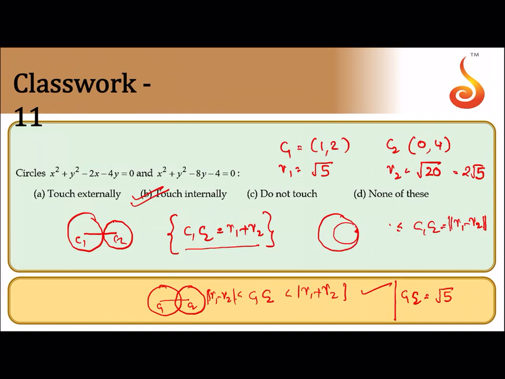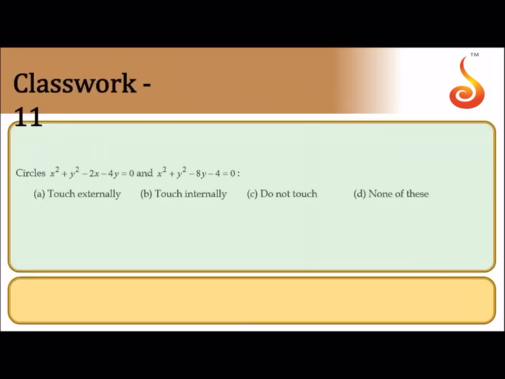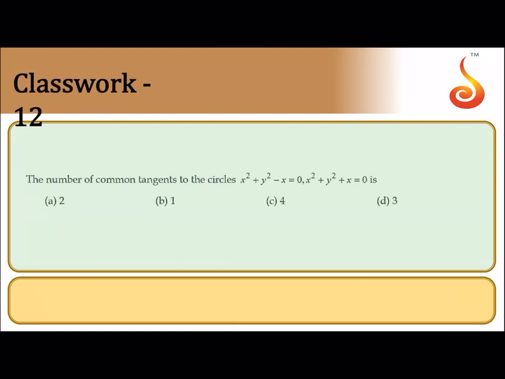Then it is possible when you subtract it. It means touching internally. Option B is correct. Because this is R2 and this is R1, subtracting, you get C1C2. So this is the concept. So B, touching internally, is correct.